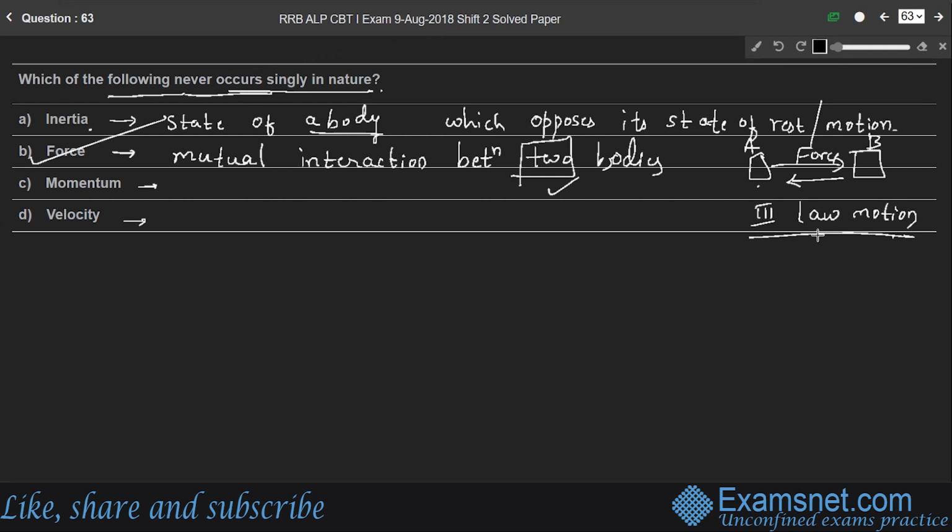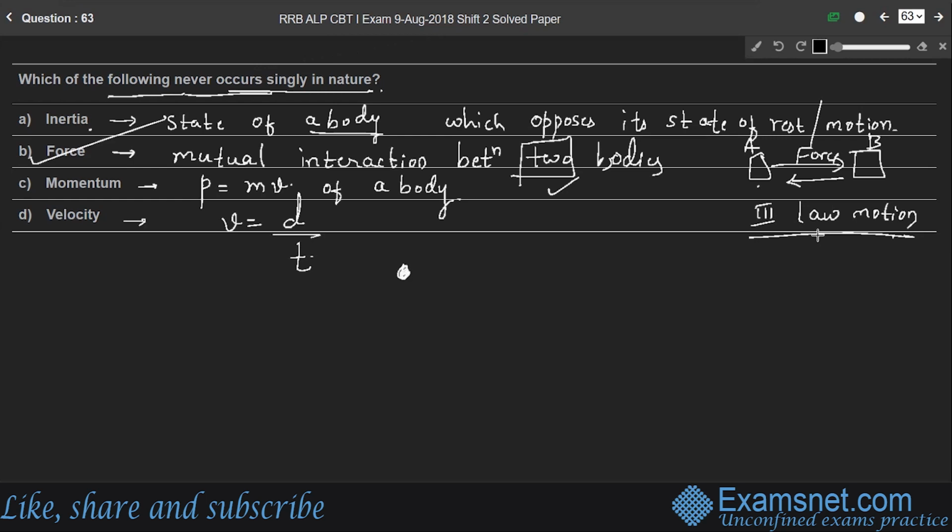Whereas the remaining options, momentum. What is momentum? It is the product of mass and velocity of a single body, right? Momentum P is the product of mass and velocity of a single body, right? It is the amount of motion contained in a body. Whereas velocity is the displacement of an object in a unit time interval. Velocity V is equal to displacement d by time.